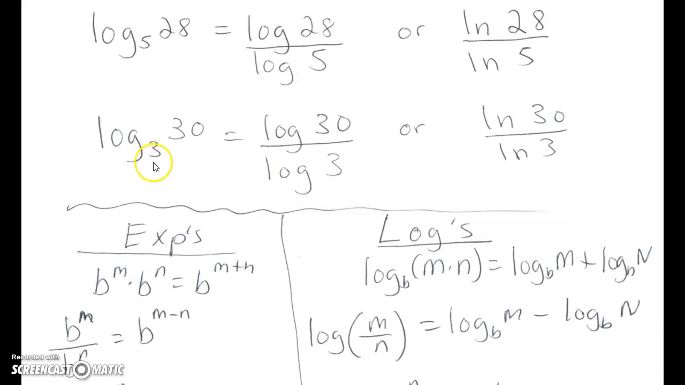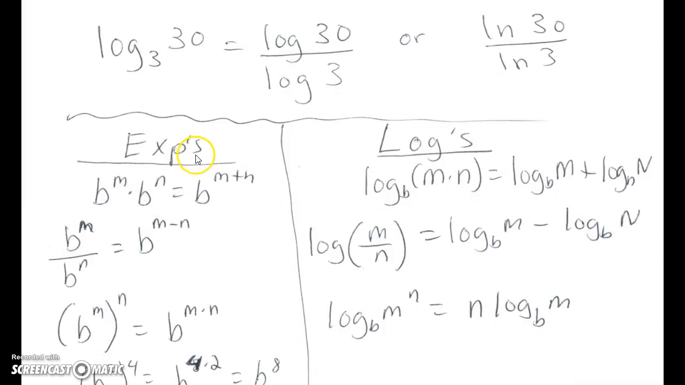Here's another example to hit home. I want to go from base 3 to either base 10 or natural. So again, it's log of 30 divided by log of the old base 3. Natural log of 30 divided by the natural log of the old base 3, okay? And that'll get you your answer of what 3 is raised to get 30. And again, 3 cubed is 27, so it's 3 point something.